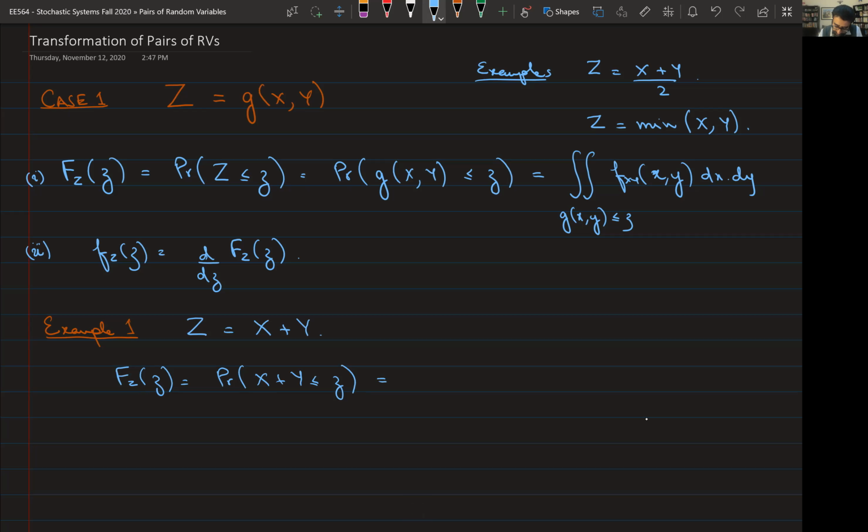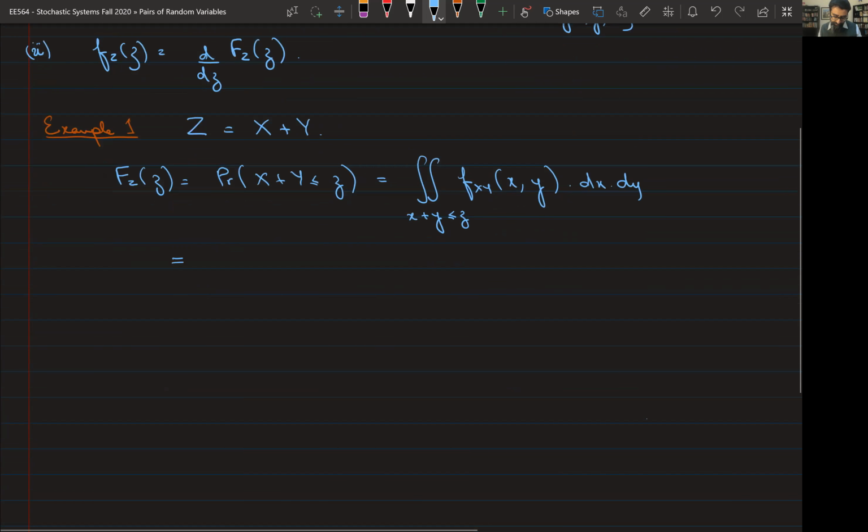For this, I will have to integrate the joint PDF of x and y over the region which corresponds to the sum of x and y being less than or equal to small z. Okay? All right. So I'm going to keep this as a general relationship without really talking about what f_XY of x, y is, right? How do I do this integration, right?